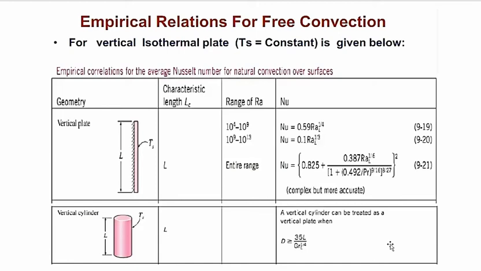Next we have the vertical cylinder. The surface temperature of the body is Ts, and the total length of the cylinder is L. Then the characteristic length of the object will be L, and a vertical cylinder can be treated as a vertical plate when its diameter is greater than 35 L by Gr raised to power 1 by 4.